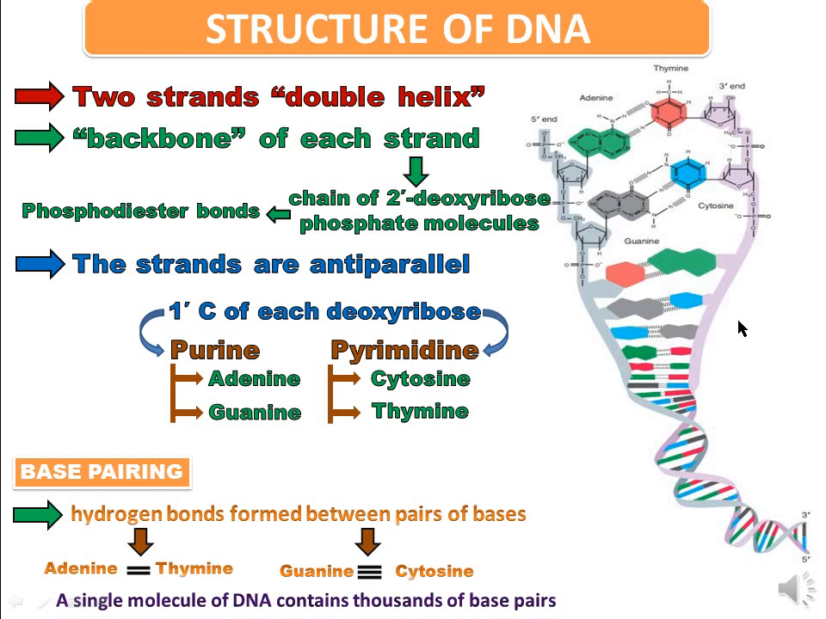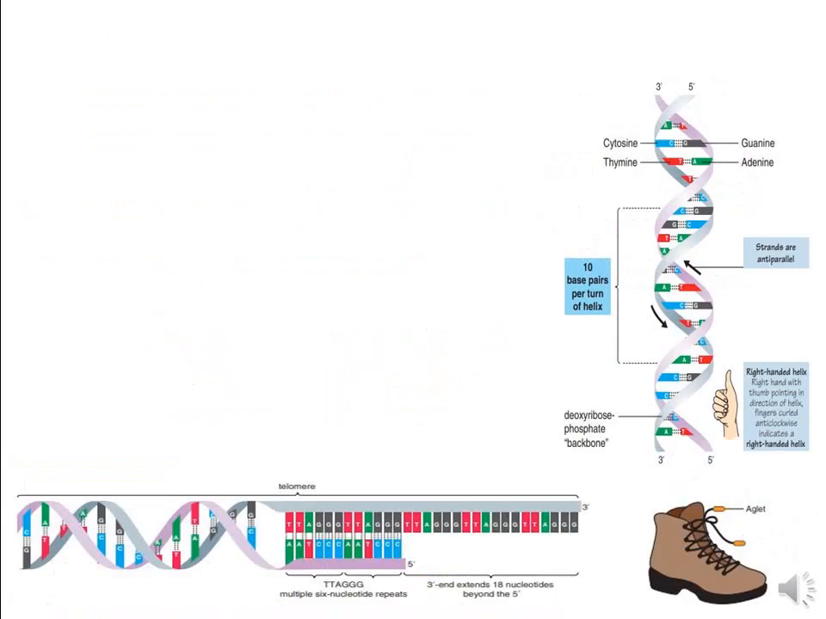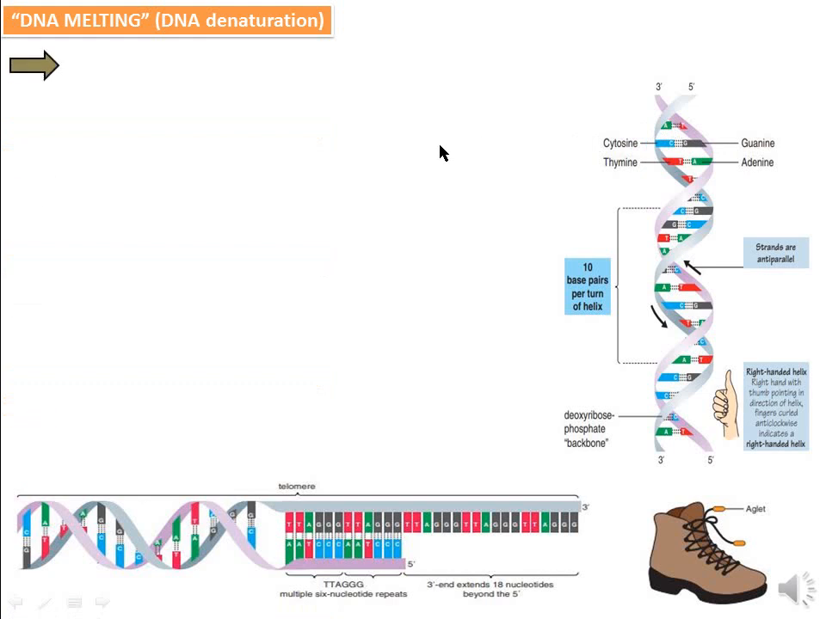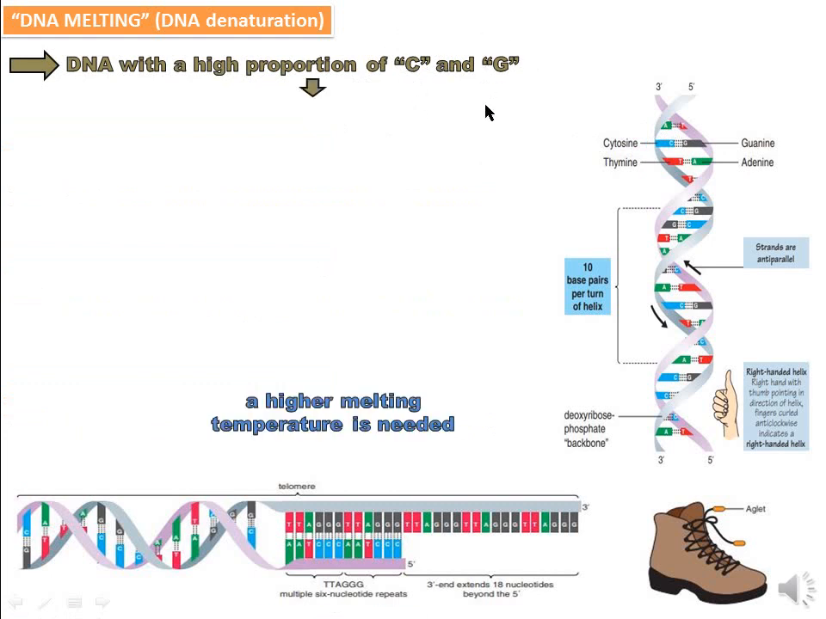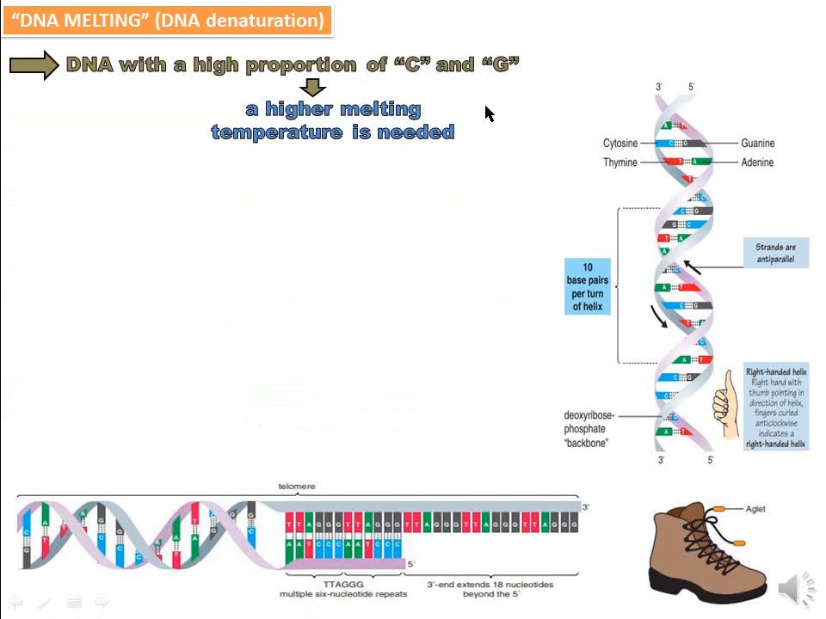And now again imagine the structure of the stairs. If I ask you to break the steps of the stair, you would have to consume more energy to break a step made up of three rods than a step made up of two rods. In the same manner, if I ask about DNA denaturation, DNA that contains a high proportion of cytosine and guanine will need a high melting temperature to convert the double strand into a single strand.